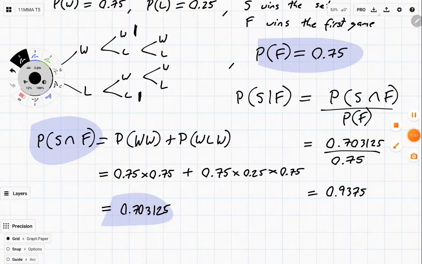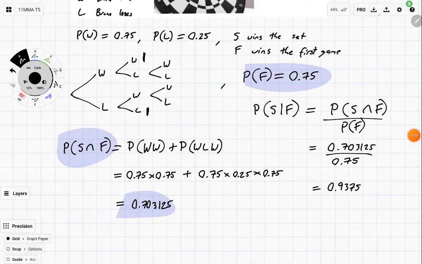And there you can see we have now worked out the probability that he wins the set given he won the first game.